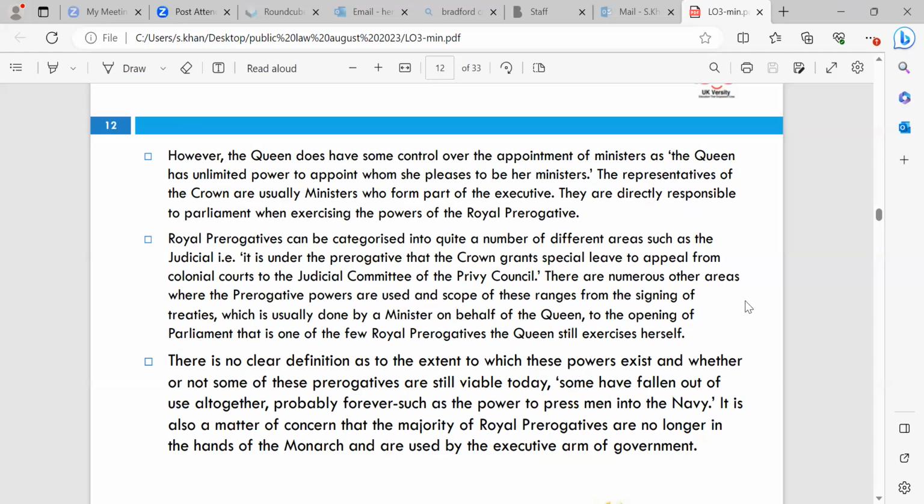There are numerous other areas where the prerogative powers are used, and the scope of these ranges from the signing of the treaties, which is usually done by the minister on behalf of the Queen, to the opening of Parliament. That is one of the few prerogatives the Queen still exercises herself.